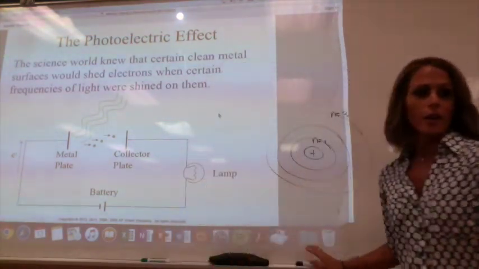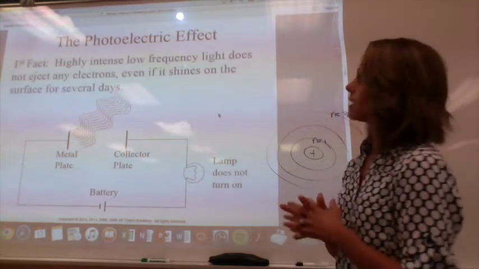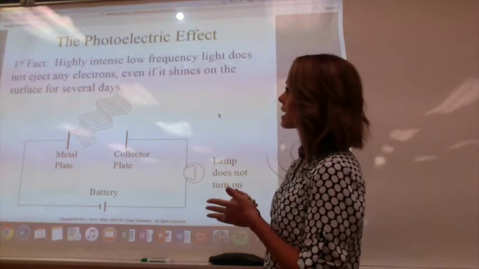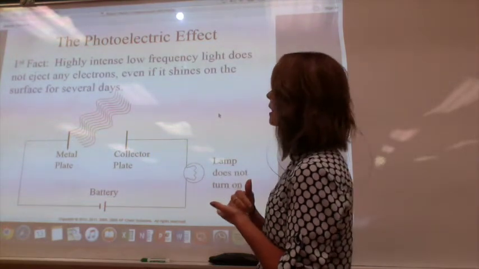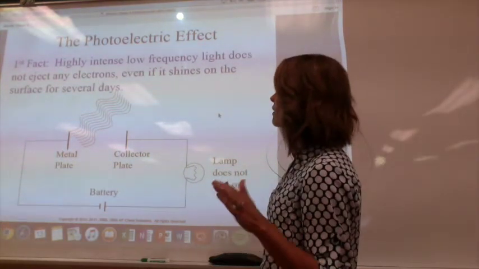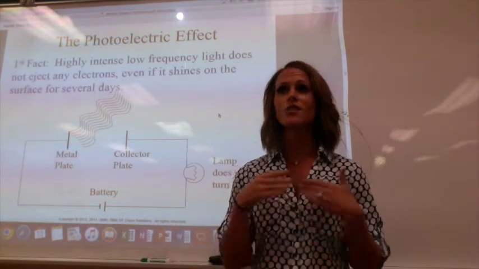All right, so the first fact is that when we shine highly intense, low frequency light, no electrons are ejected, even if it shines on the surface for several days. This is sort of counterintuitive.